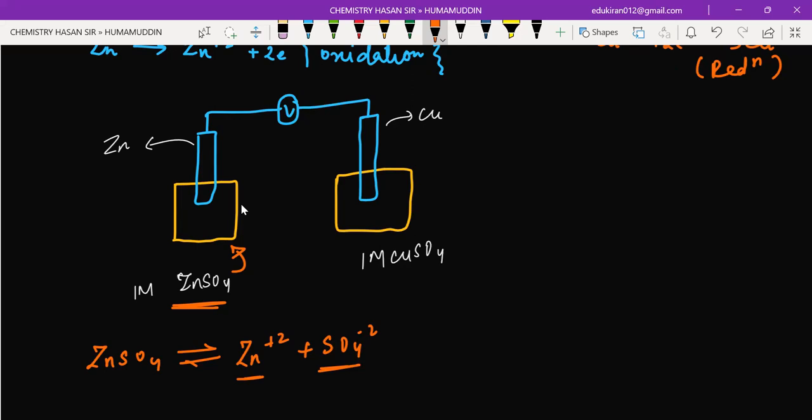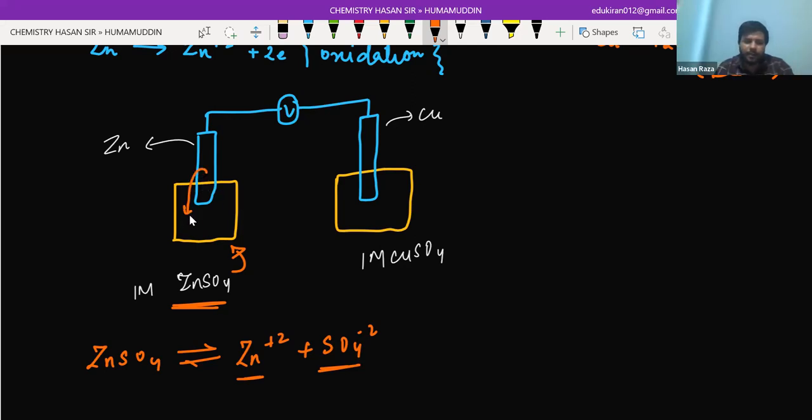Now see, after some time, what we saw is that zinc breaks down into Zn+2. This extra Zn+2 is coming from the electrode. That means on the left hand side, the concentration of Zn+2 will be greater than the concentration of SO4-2. Yes or no, both of you? Because some zinc ions will be coming from the electrode. So that's why the concentration of Zn+2 increases in the solution on the left hand side. Yes or no? Yes.